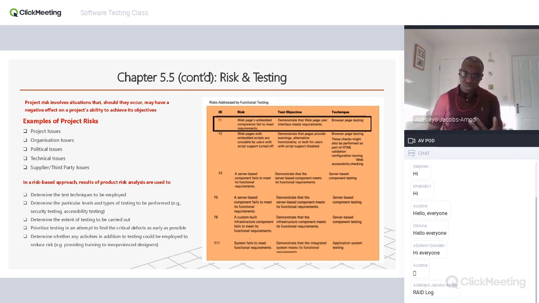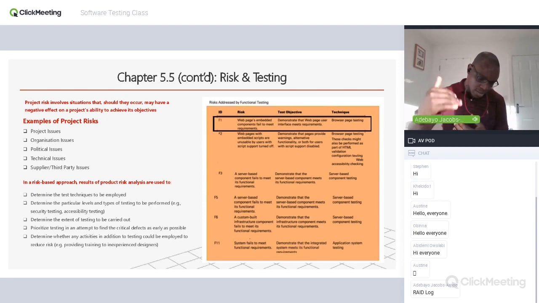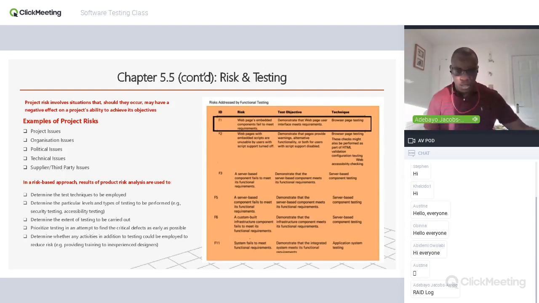RAID log means risk, assumption, incidents, dependencies. Go and Google it and read about it. So basically, risk is something that's not happened yet. Assumption, we're making an assumption that this might happen, this might happen. Dependencies means for us to move forward, we need X, Y, Z. Most of those things you need to be mindful of as well.